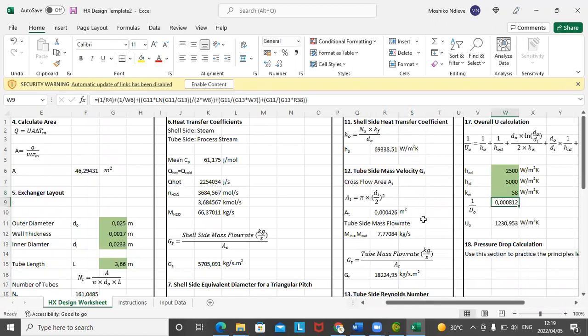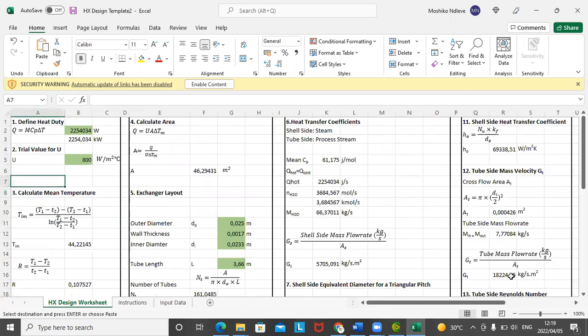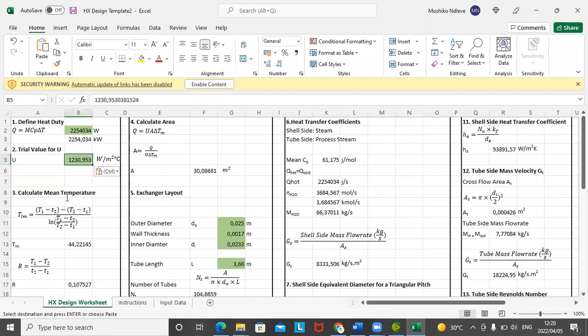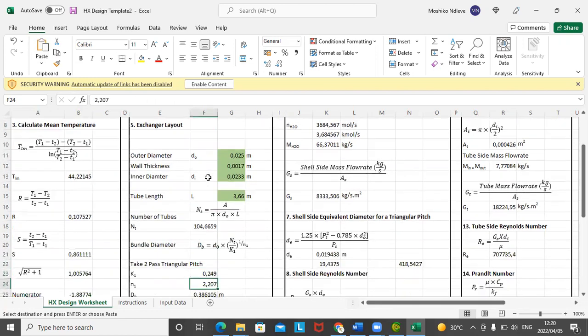What that will do is it will then calculate your new U value. Now, if you remember, the initial U value was an estimate, right? So what we need to do now is take that U value, copy it, and then paste it as a value on the estimate. And what you'll see happening is that things will start changing. Your area, for example, is now smaller, right?